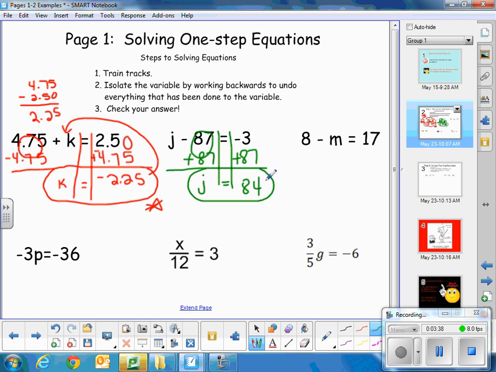Now again, to check your work, you plug your answer back in for the variable. 84 take away 87 does equal negative 3, so we know we have the correct answer.